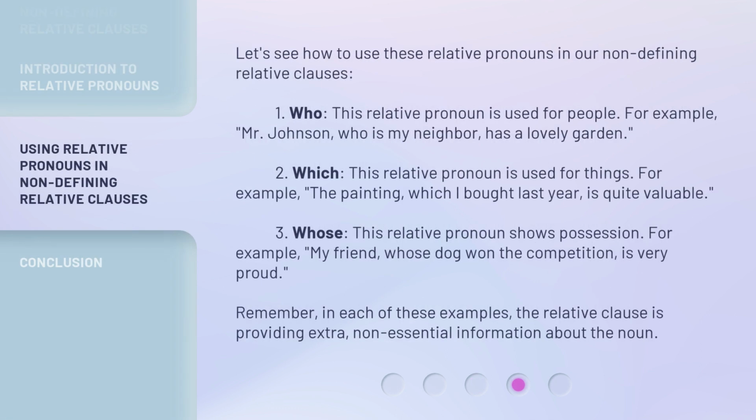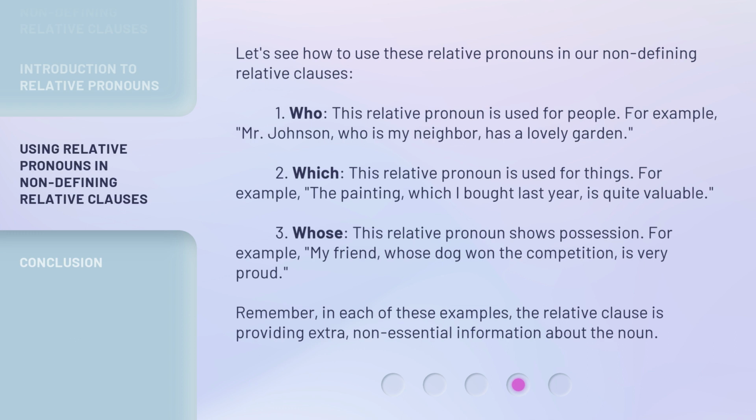Let's see how to use these relative pronouns in our non-defining relative clauses. 1. Who. This relative pronoun is used for people. For example, Mr. Johnson, who is my neighbor, has a lovely garden.